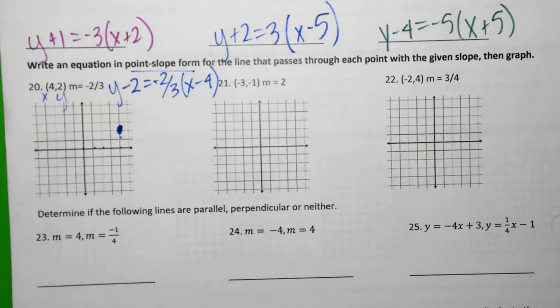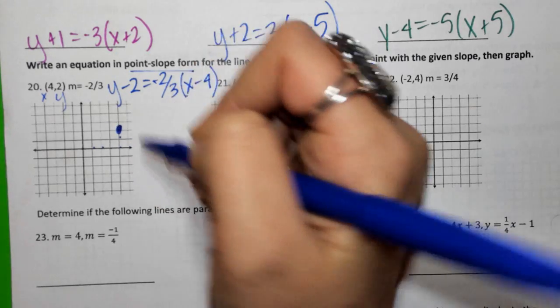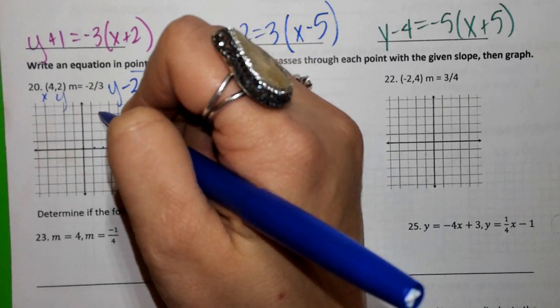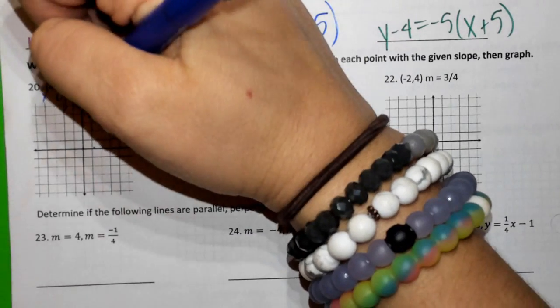Who thinks they can tell me how to do the slope? All right, Christian. Down 2, right 3. And since I don't have enough room, what else could I do? Up 2, left 3. Fantastic.